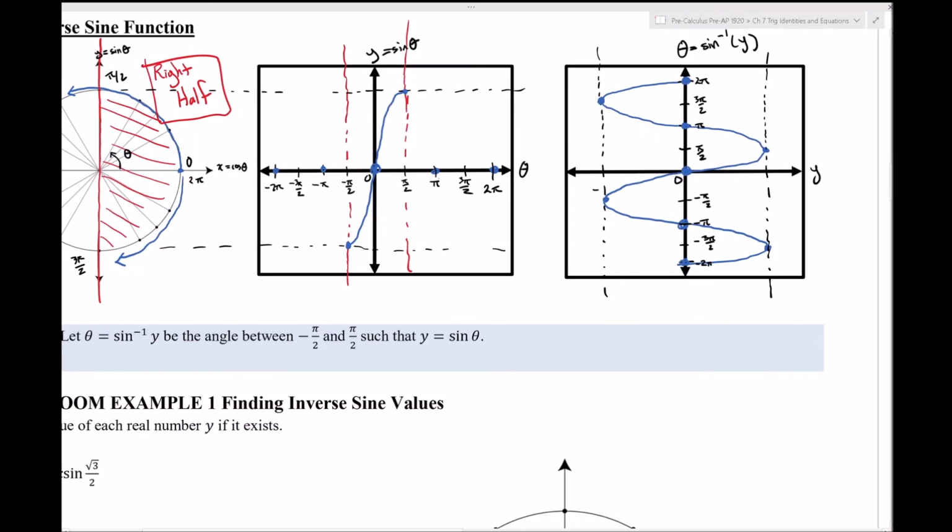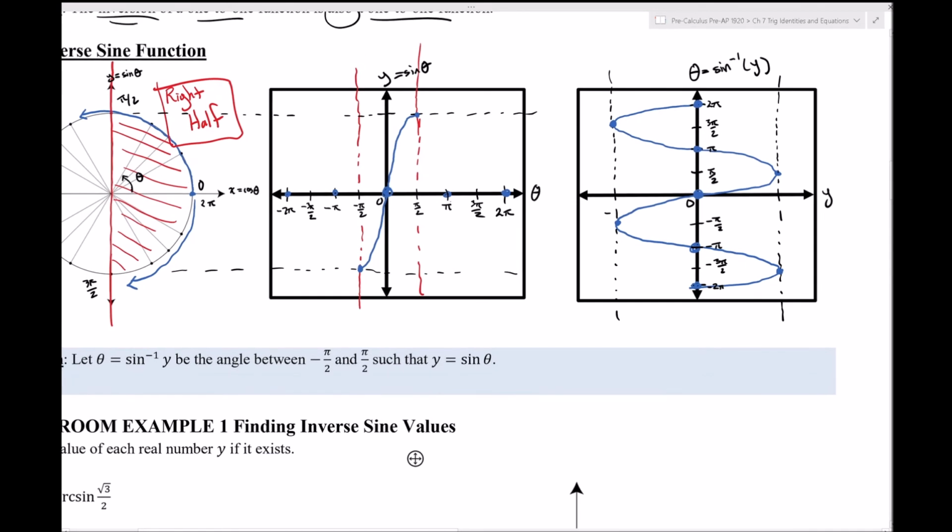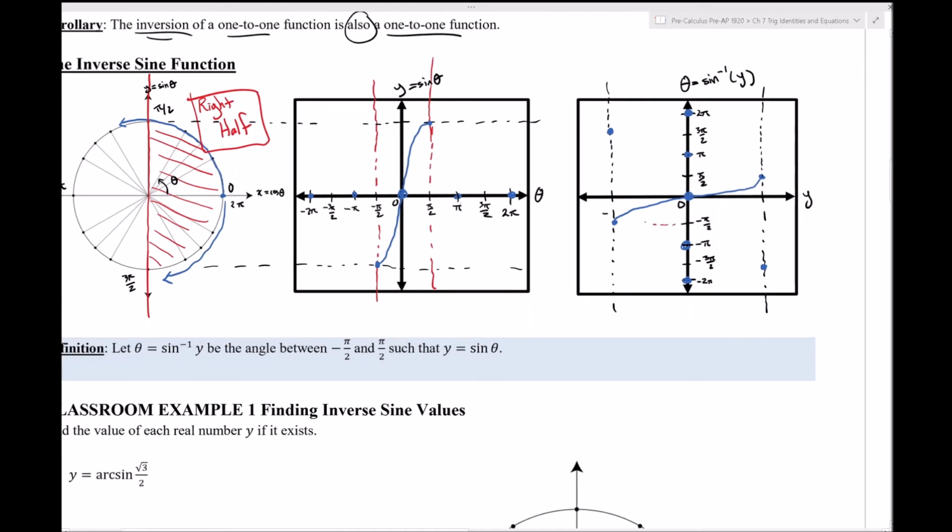Now let's see what that looks like on the inversion graph. On the inversion graph, that's vertically from negative pi over 2 to pi over 2. So we're cutting out all of this junk, and we're only seeing the stuff from negative pi over 2 vertically, from down here all the way up to up here, pi over 2. So that's what those look like inverted.